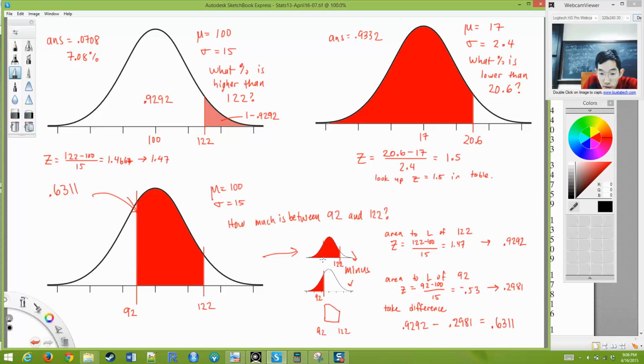Maybe I'll draw a little black line here. Okay, are there any questions on this?